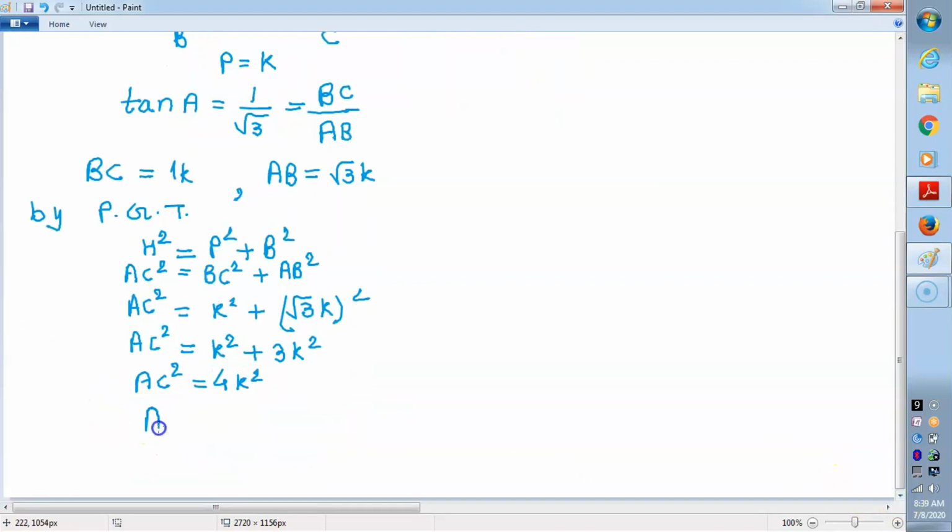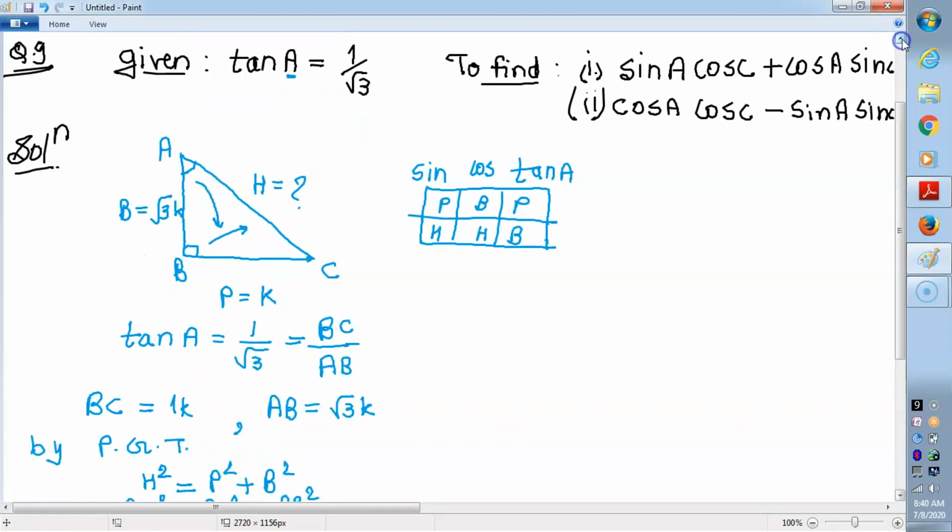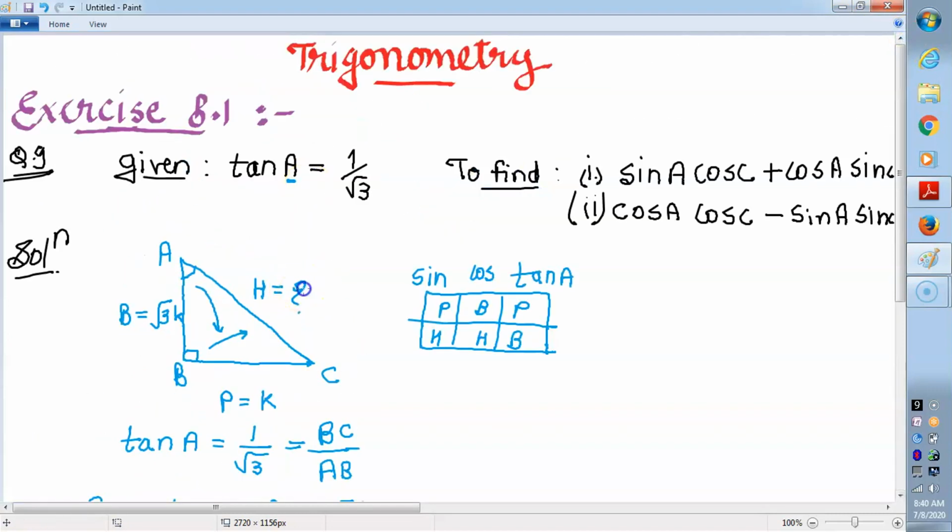So, to find AC, just take the square root on both sides. We get root 4 k. Root 4 is always 2, since 2 twos are 4. In this way, we get AC. Let's write it in the diagram. AC is 2k. Now, since all three sides of right triangle ABC are known, we can decide all the trigonometric ratios.